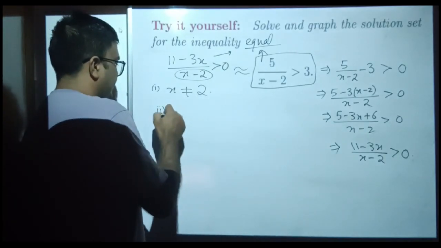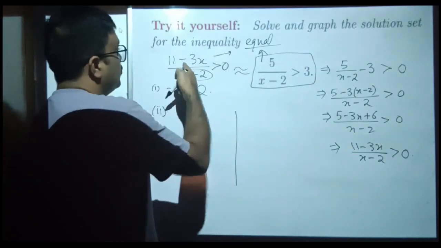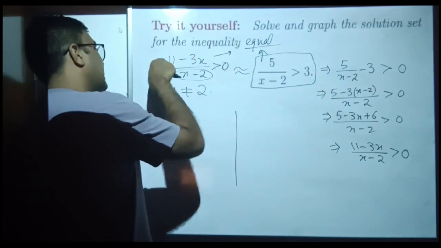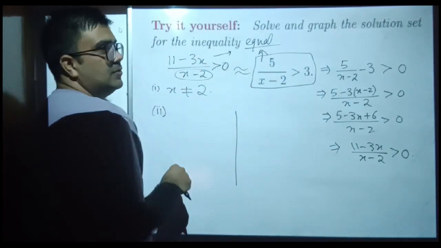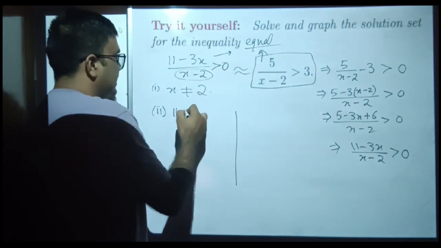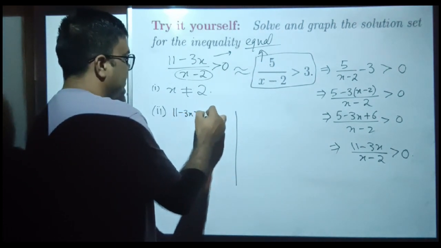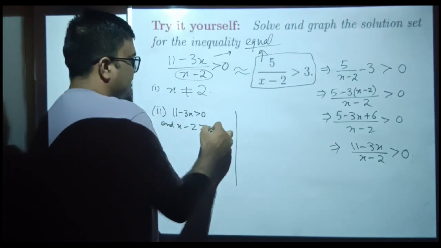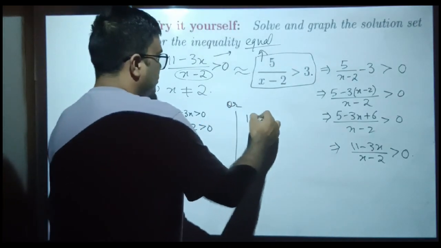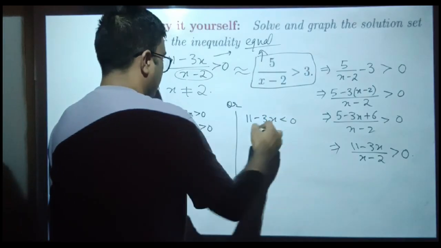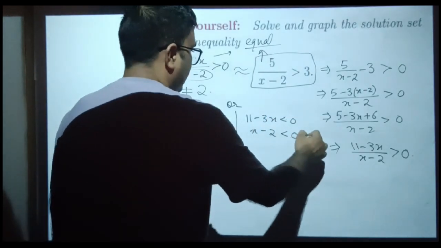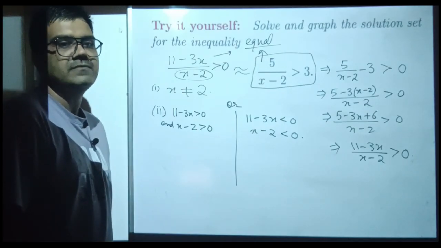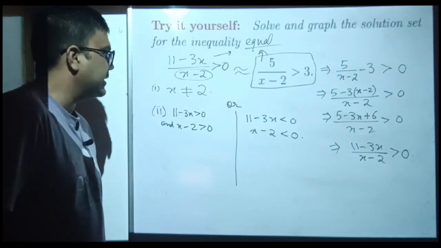Second, we will have two cases. This value is greater than 0 means either both numerator and denominator are positive, or both are negative. 11 minus 3x is greater than 0 and x minus 2 is greater than 0, or both are negative. Either both are positive or both are negative.